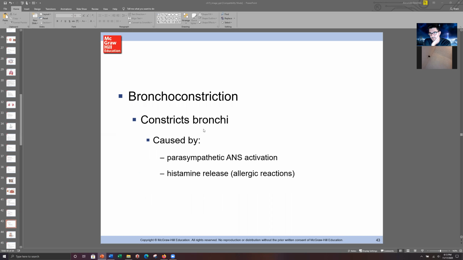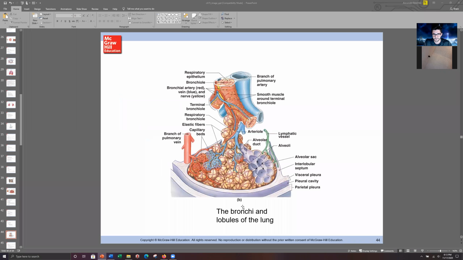And then we can also have bronchoconstriction, right? Something like bronchitis could be an example of bronchoconstriction. Bronchitis isn't necessarily constriction of the bronchi, but it's inflammation of the bronchi that has a similar effect to constriction of the bronchi. It's caused by parasympathetic activation of the autonomic nervous system. You can also have it be a response to an allergic reaction, so a histamine release can incur bronchoconstriction or bronchitis.